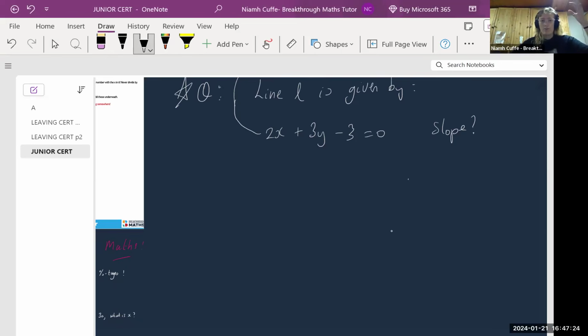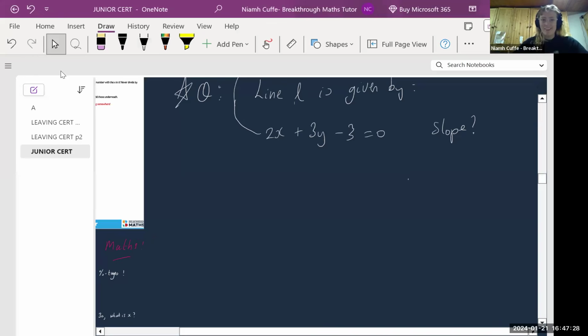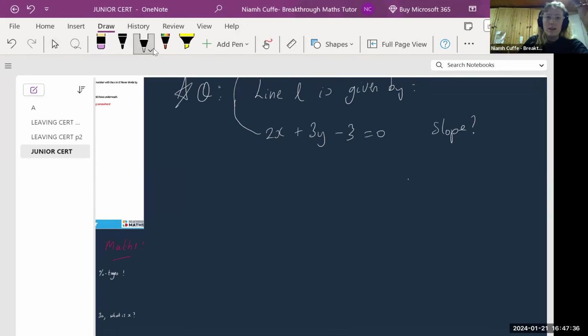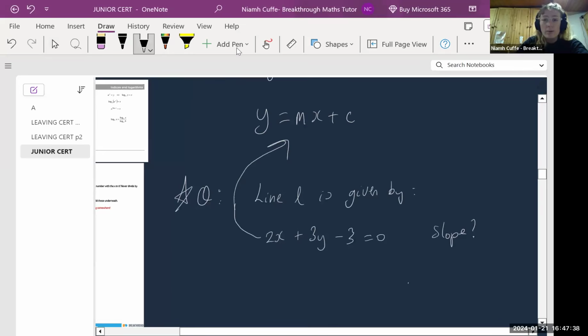What's the first step? We want to put whatever we're trying to find to one side, and then we put everything else on the other side, every single time. This time, I want to make y the subject. I want it to look like this. So let's make y the subject.